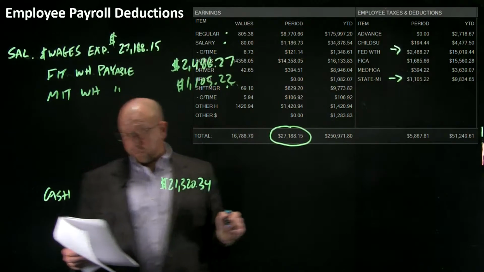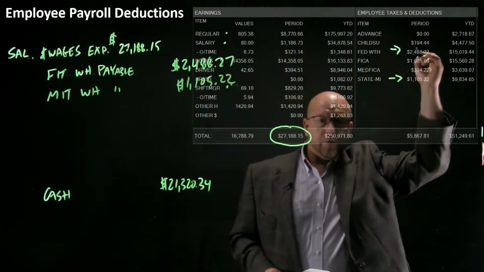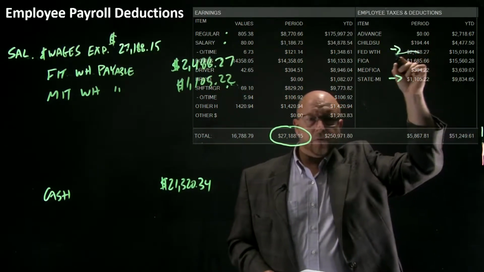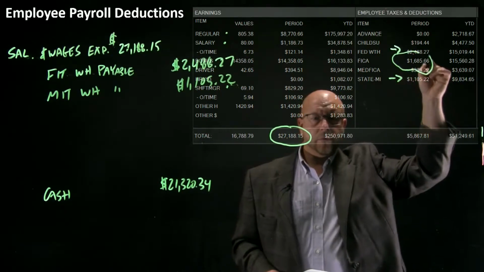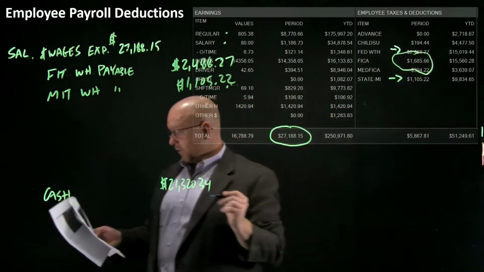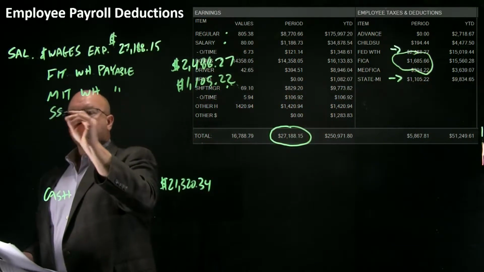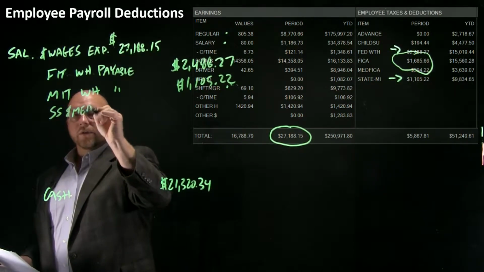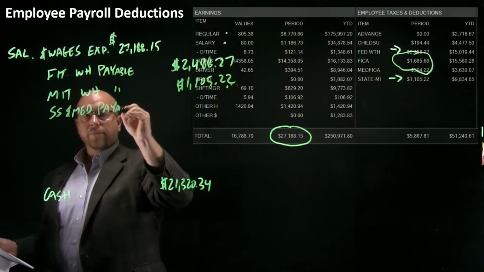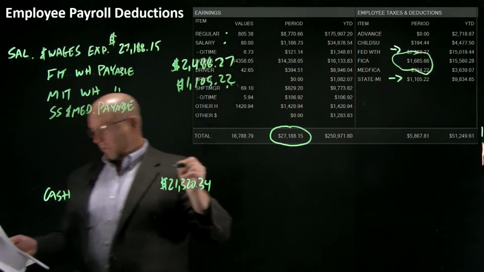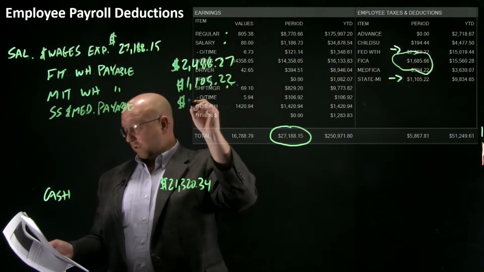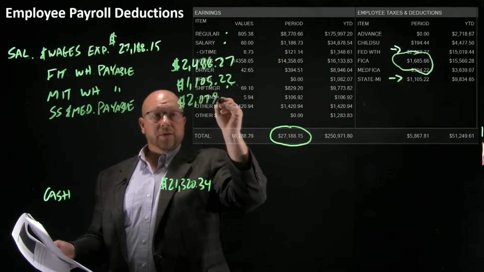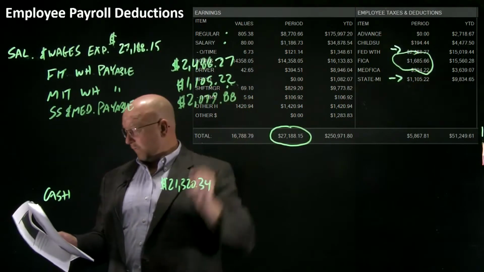Then we have Social Security Medicare payable. So we've got really these two amounts right here. I did not do a very good job of circling them, but I think you guys understand what's happening with that. And that actually totals up, if you add those two together, $2,079 and a few pennies.